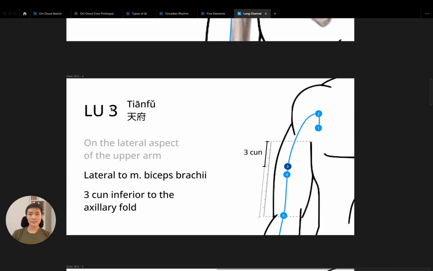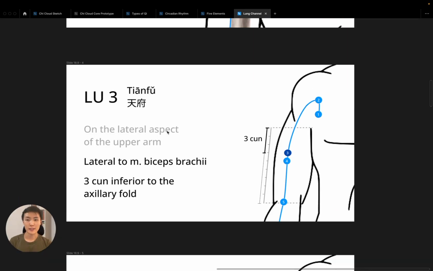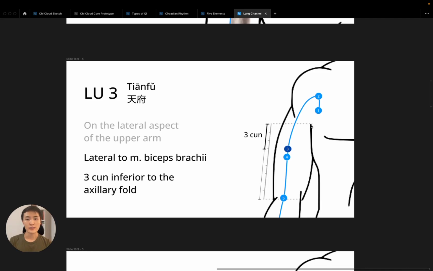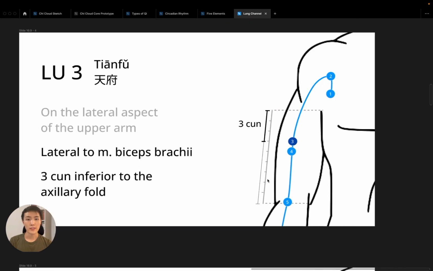Lung 3, tianfu, is on the lateral aspect of the upper arm, and it's lateral to the biceps brachii, which is just the biceps muscle, 3 cun inferior to the axillary fold. And so that's just the armpit crease. A really helpful measurement to know is that the distance between the axillary fold, the armpit crease, and the cubital crease, which is the elbow crease, is 9 cun total. So if you divide that 9 cun into thirds, that's 3 cun, 3 cun, and 3 cun. So if you go a third below, that's 3 cun, and you'll find lung 3.